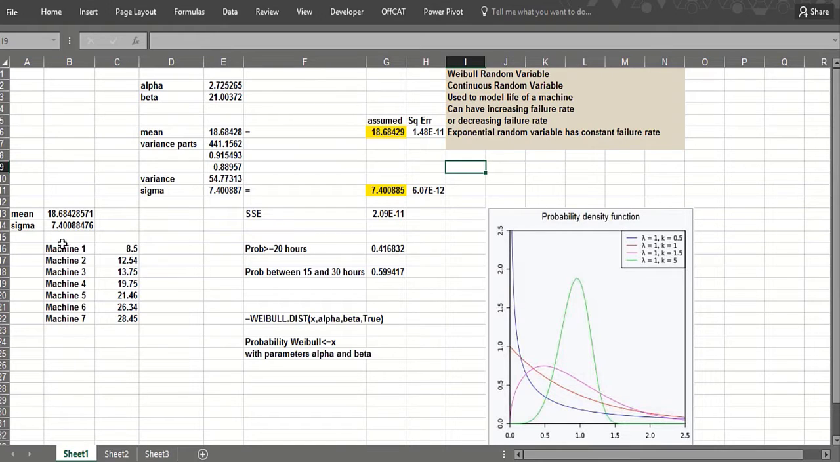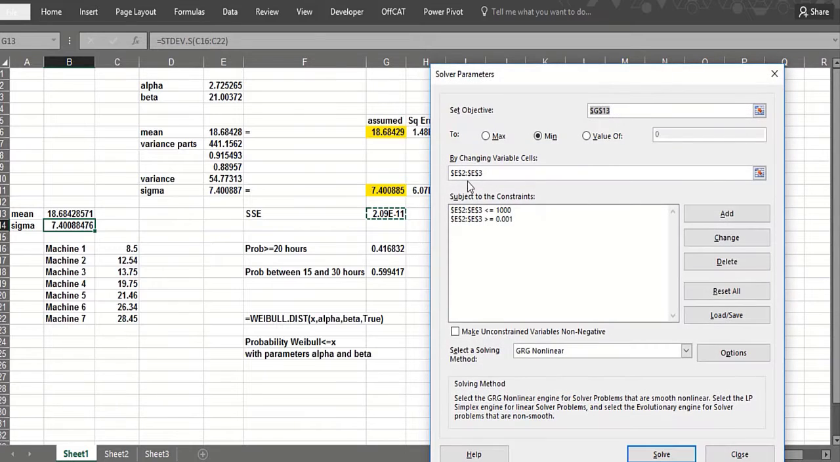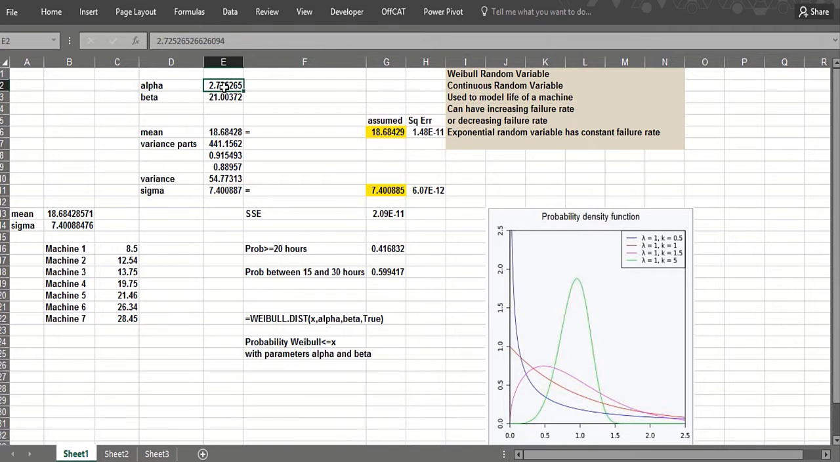Okay, so let's suppose we have 7 machines. We've observed how long they lasted: 8.5 days, let's say 12.5 days, etc. And so we take the mean and standard deviation, and then I've written a Solver model where all you have to do is run Solver. It'll find the alpha and beta. You don't have to worry too much about that. Okay, so in this case, the alpha is 2.75 and the beta is 21.